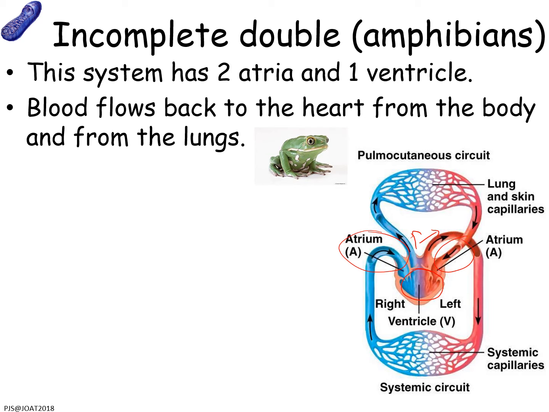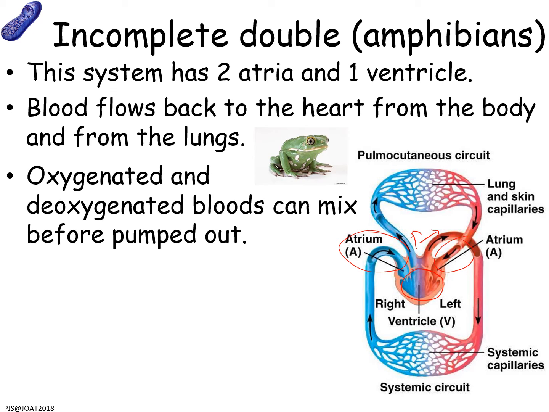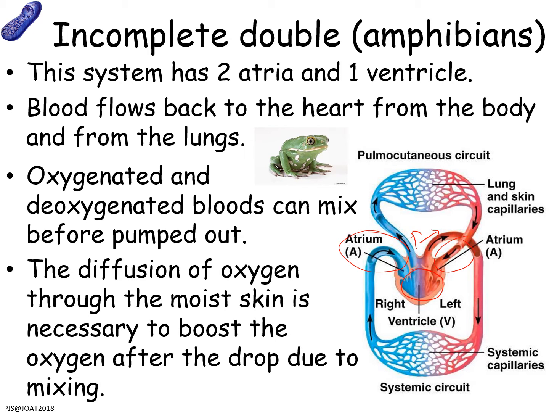To try and deal with the fact that it's not quite as efficient, they have a clever system: because they have moist skin, they can actually get diffusion of extra oxygen through the skin to make up for the oxygenated blood they lost when it mixed with deoxygenated blood. So 3 chambers, 2 atria, 1 ventricle, incomplete double in amphibians.